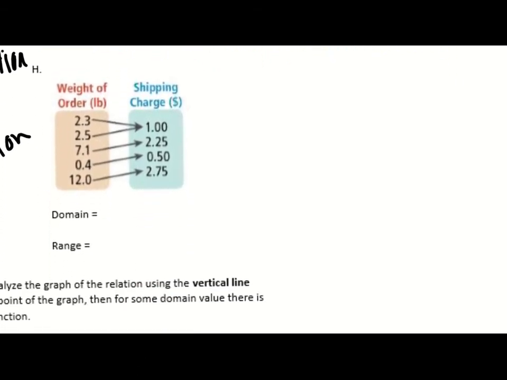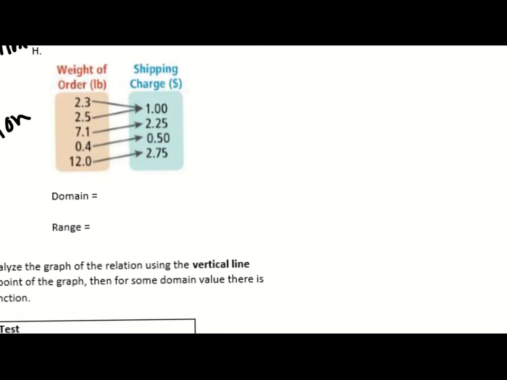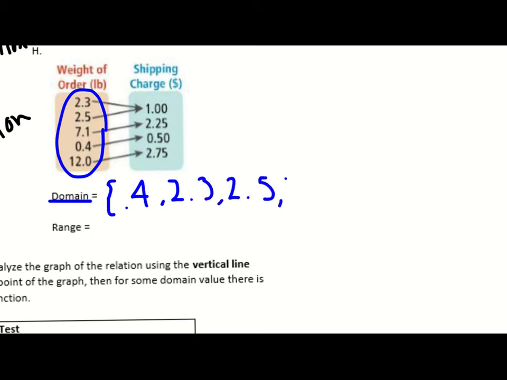And let's take a look at our last example. We want to identify the domain and the range of this map. So we're going to start by listing our domain, which is going to be all the numbers on the left. So from least to greatest, that's 0.4, 2.3, 2.5, 7.1, 12.0.